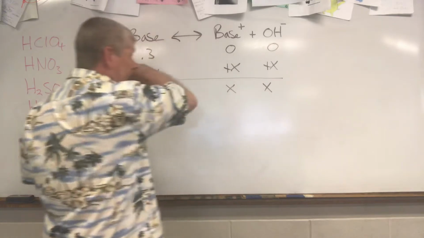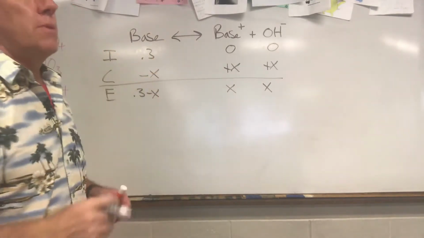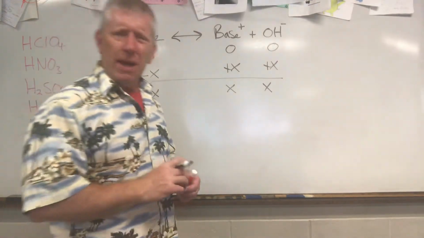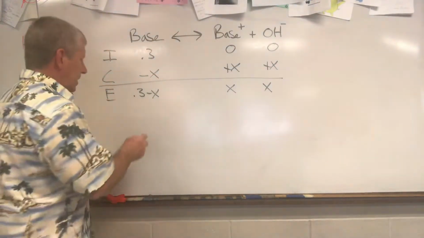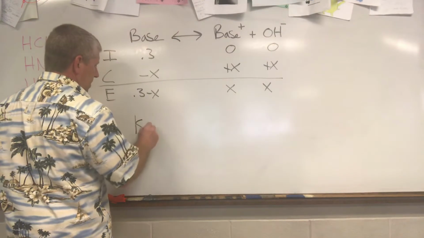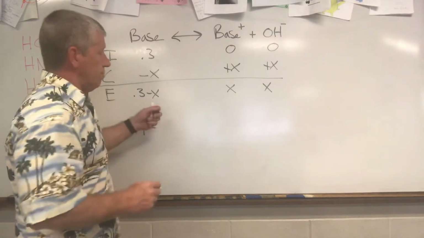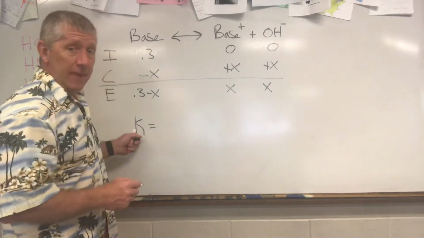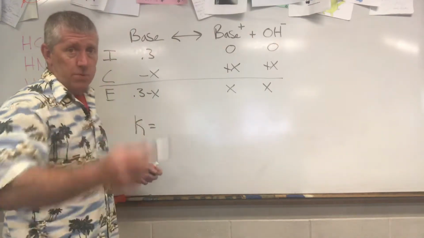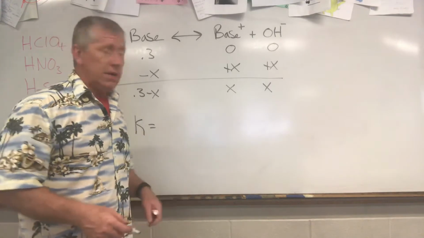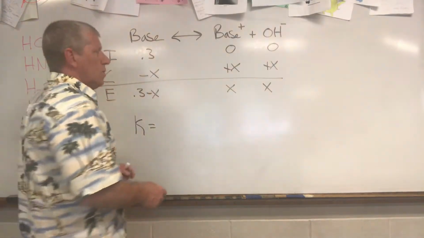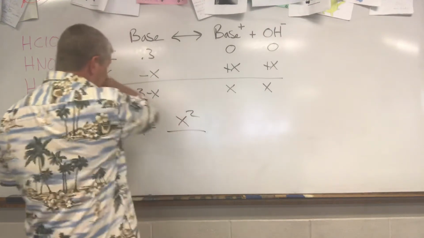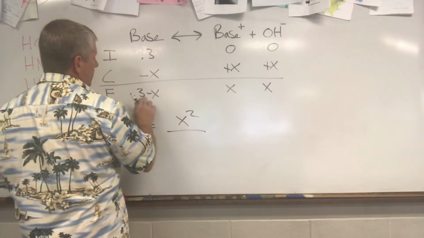Now, we're going to find the K value. How am I going to find the K value? K expressions are equal to your products over your reactants, right? I'm not given that. This time I'm figuring this out. In the last two problems, you were given this, and we solved for something else. Here I need to figure that out. So let's put our products, x squared, over the reactants, 0.3 minus x.